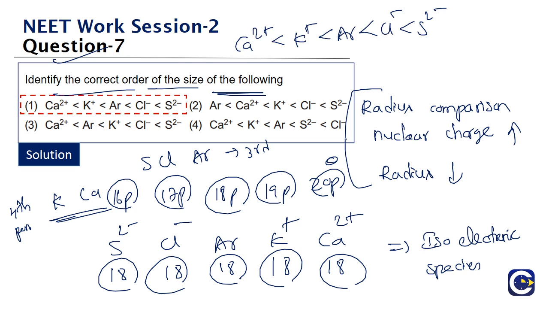So what is the correct order here? It is option 1. Calcium 2 plus less than potassium plus less than argon, less than Cl minus, less than sulfide ions. So this is the order in terms of the radii. So whenever we have isoelectronic species, this is an important model of question, because even in some past year NEET paper we have got questions like this. So when we have isoelectronic species, how do we compare the radius? By looking at the nuclear charge or nuclear power. When the nuclear charge is more, the corresponding isoelectronic species radius will be less.